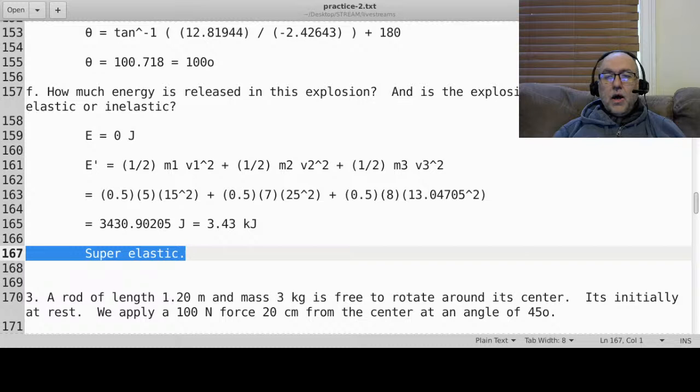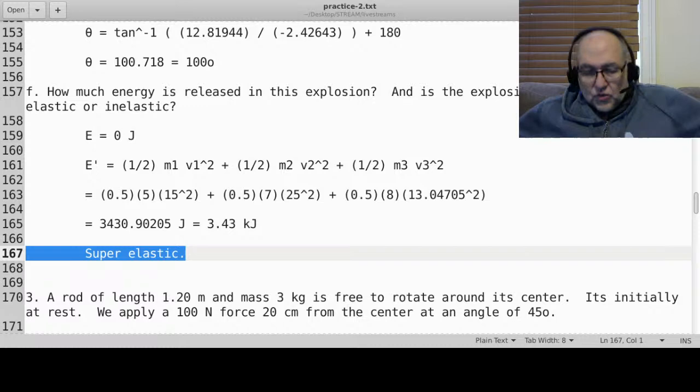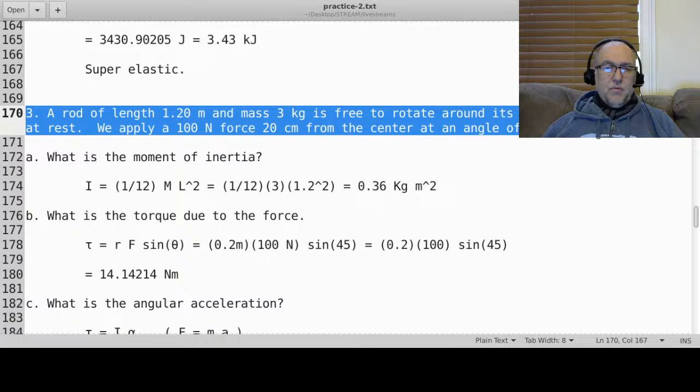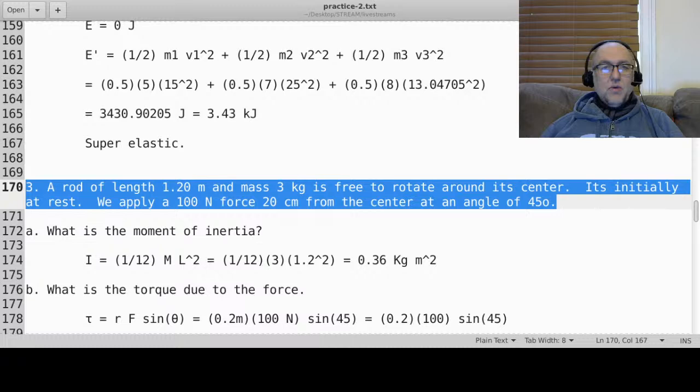So, if there are no questions with this one, let me move on to a rotational motion problem. I've got two of them. Actually, I've got three, but I'm going to skip one because we actually did one like it. So here's question number three. A rod of length 1.2 meters and mass 3 kilograms is free to rotate around its center.